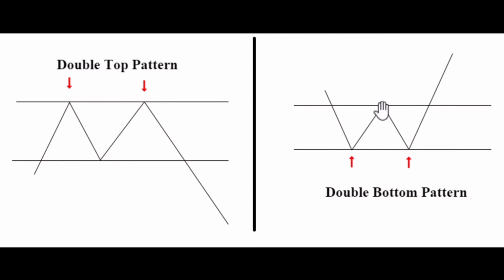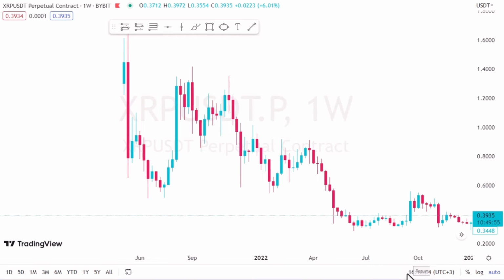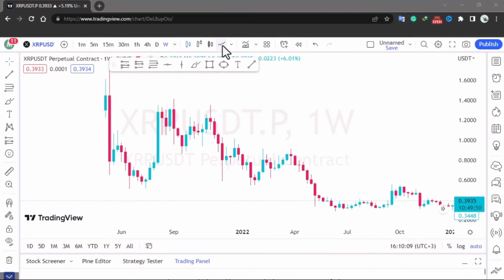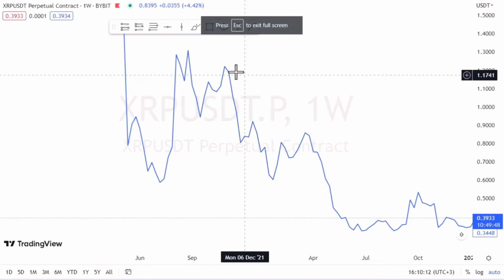This pattern indicates that the sellers are struggling to push the price lower and the buyers are gaining control of the market. Traders often use the double bottom patterns to make buy orders as it signals a potential uptrend in the market. It is important to wait for confirmation of the pattern, such as a breakout of the neckline, before making a trade. So, exactly like the head and shoulders, because you're new to TradingView and your eyes are not used to seeing those candlesticks, you can switch the chart to line chart. Then you can see how easy it is to determine different chart patterns.